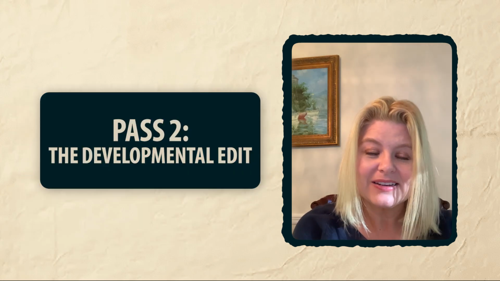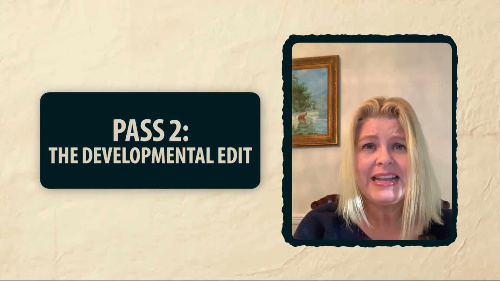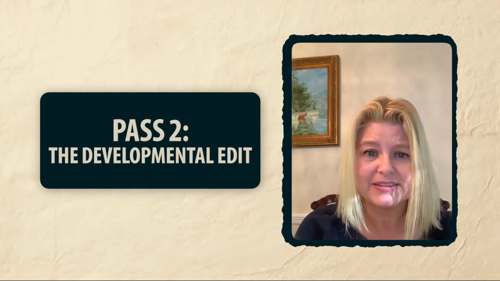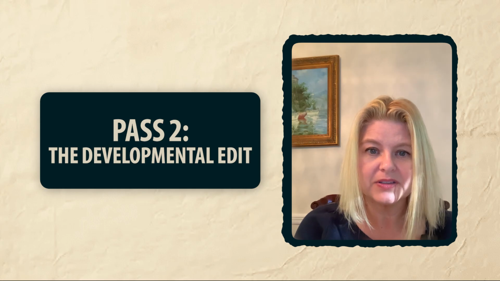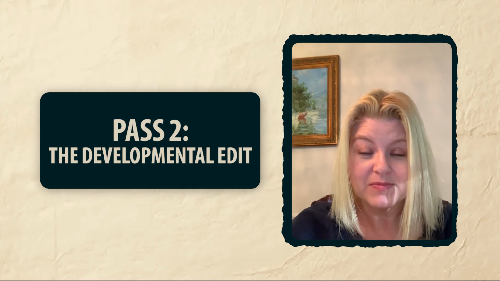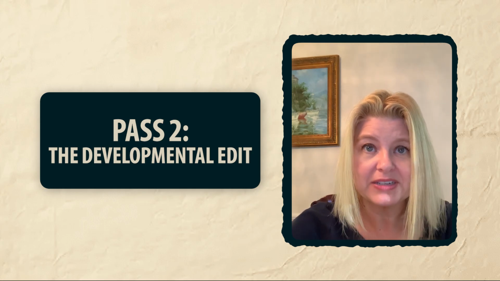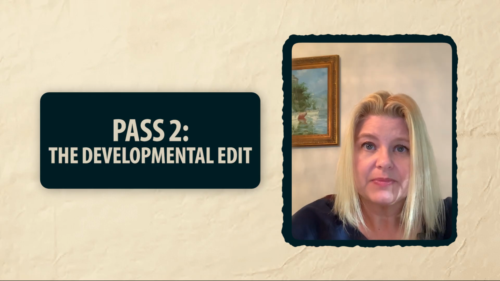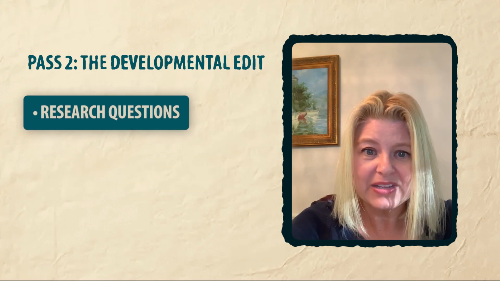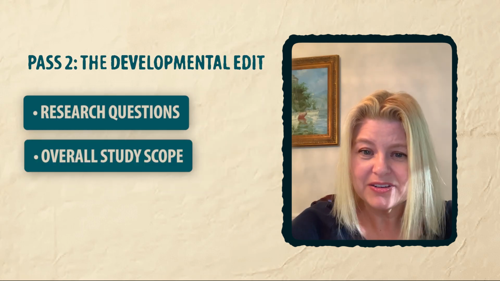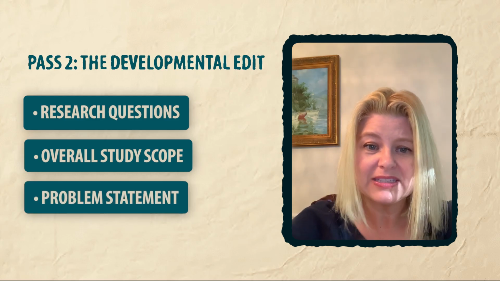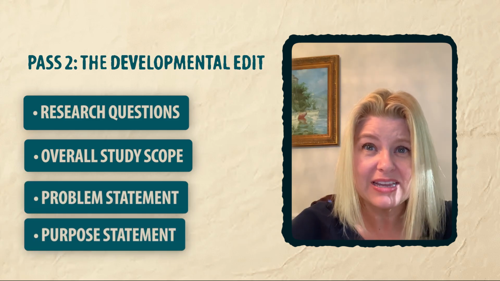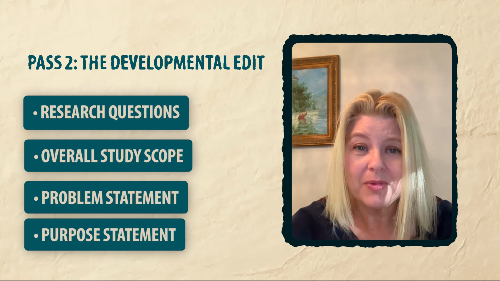So the second edit is what I call the developmental edit. And there's a lot of things that happen in a developmental edit. So a developmental edit is really looking for the big things that maybe aren't working in the project. Examples of this might be the research question. Is the research question aligned throughout? Is it aligned with the study? Is it aligned with the purpose? Like, do we see alignment between all of those things? Is there alignment between the problem and the purpose?